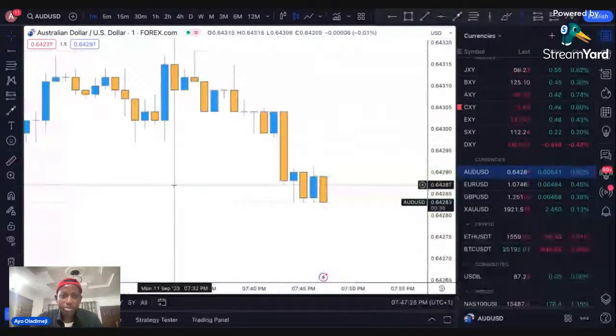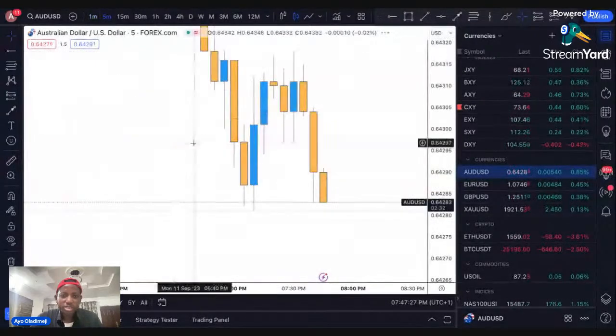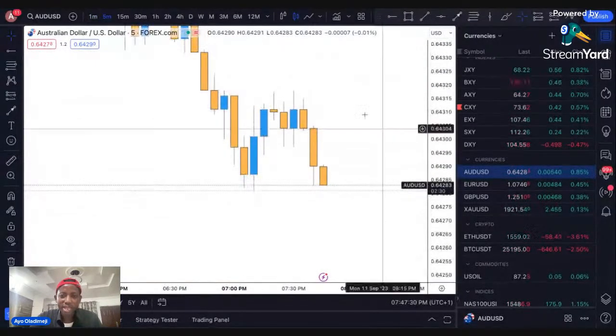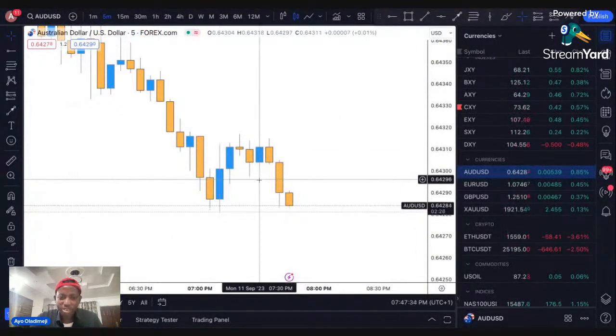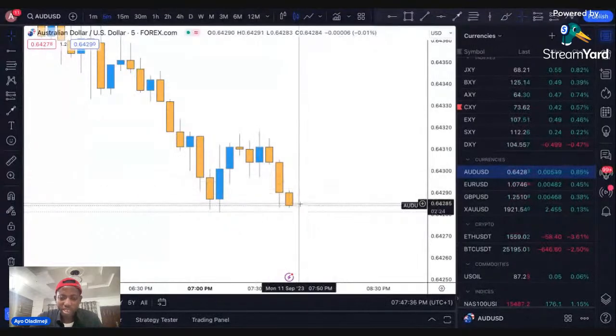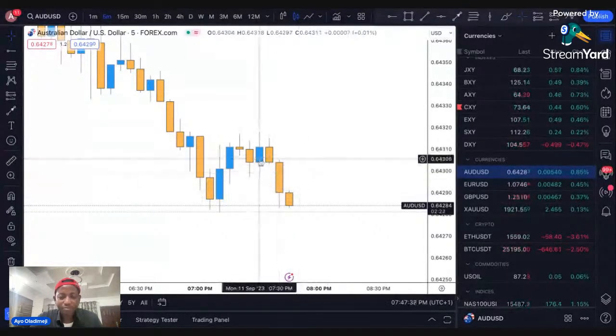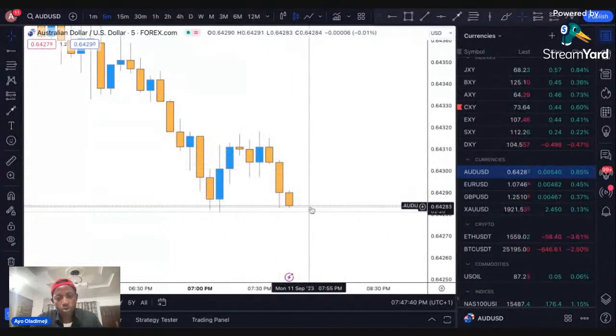Now the next one is 5 minutes. The 5 minute time frame means that every candle you are seeing here opened and closed within 5 minutes. So every 5 minutes, a new candle closes and another one opens.